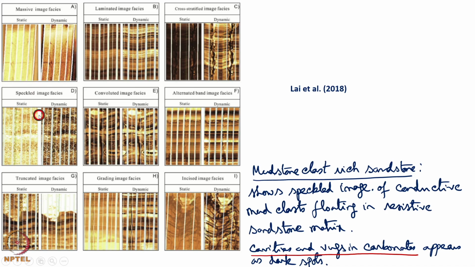We can give the real examples of speckled image facies. Consider mudstone clast rich sandstone. So, here it shows a speckled image of conductive mud clast floating within resistive sandstone matrix. Or take the example of cavities and vugs in carbonates, they also appear as dark spots. So, where will this spotted appearance come?